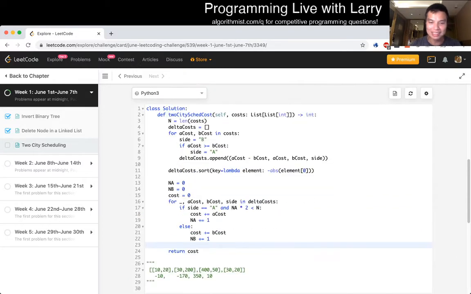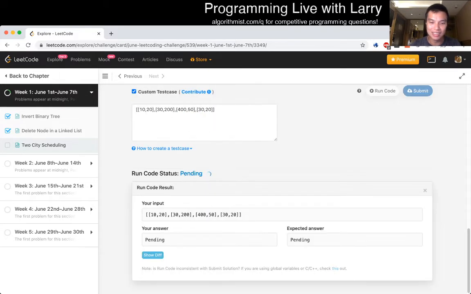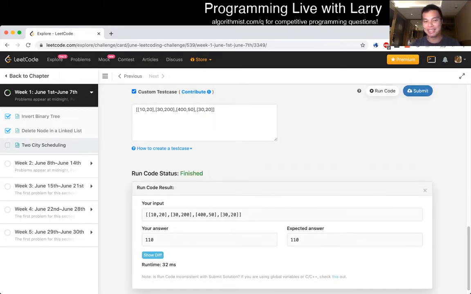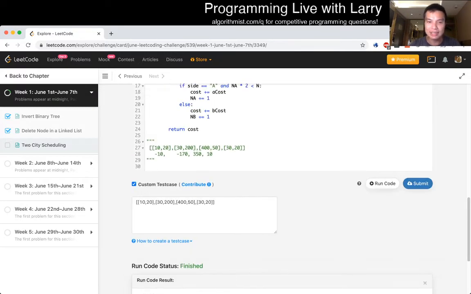Oh, I think I got the sides wrong. Because if A cost is bigger than B cost, then we want to take the B side, right? That's kind of maybe obvious, but I just got the sides wrong. Because instead, we got the maximum answer, I think, probably, if the grid works. So now let's submit it.